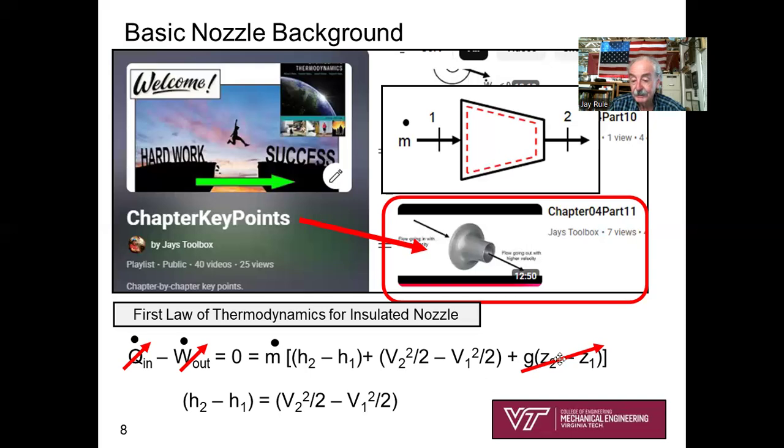I got rid of the potential energy change term because this is just a nozzle, and a rocket nozzle can fit in your hand, so there's no change in potential energy. The important point all the way back in chapter 4 is, by the first law, h2 minus h1 exactly equals the kinetic energy change. The enthalpy change, inlet to outlet, equals the kinetic energy change, inlet to outlet. That's an important conclusion, and you're going to use that in your calculations.